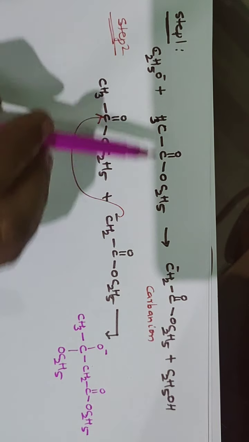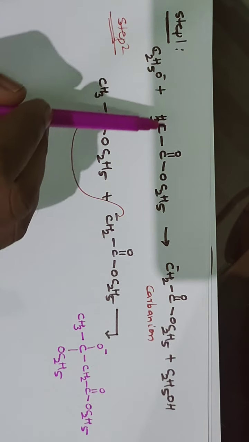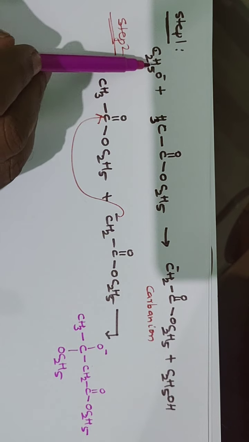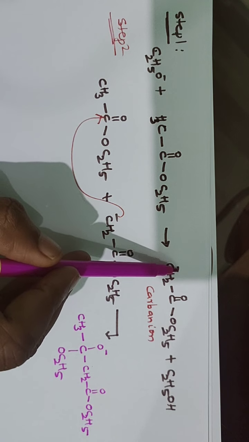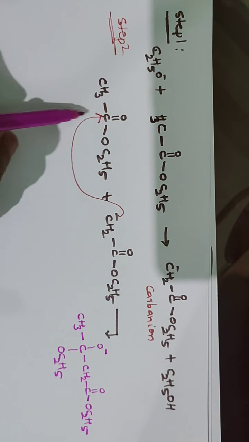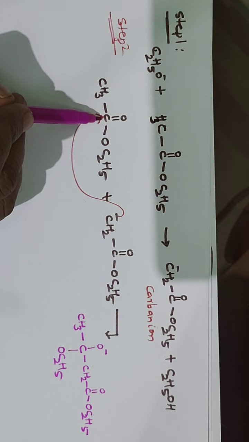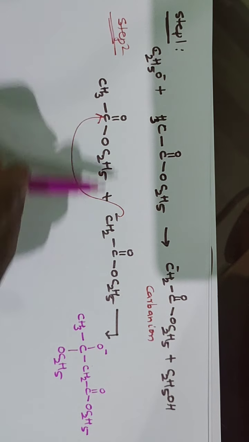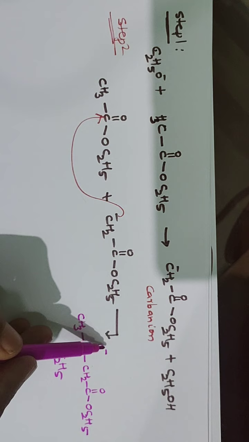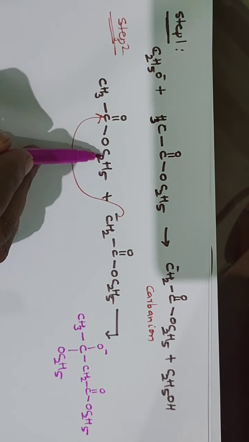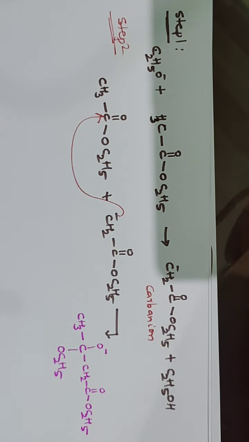Hope you're getting this. In the first step, one molecule of ethyl acetate loses a proton, resulting in the formation of this carbanion. This carbanion attacks another molecule of ethyl acetate at this site. When it attacks, one bond should break, the double bond O becomes single bond O minus, and the remaining is as it is. This is OC2H5, this is as it is. This is what happens in step 2.